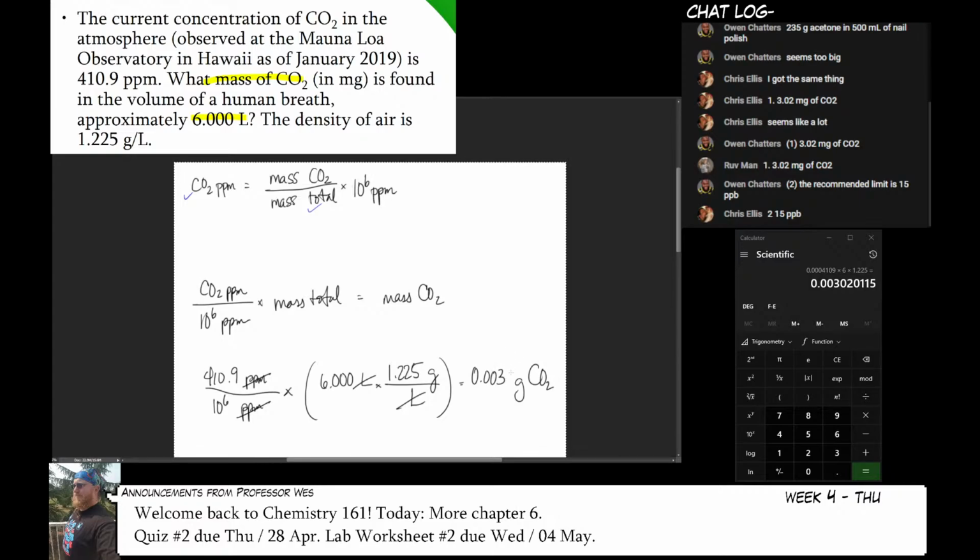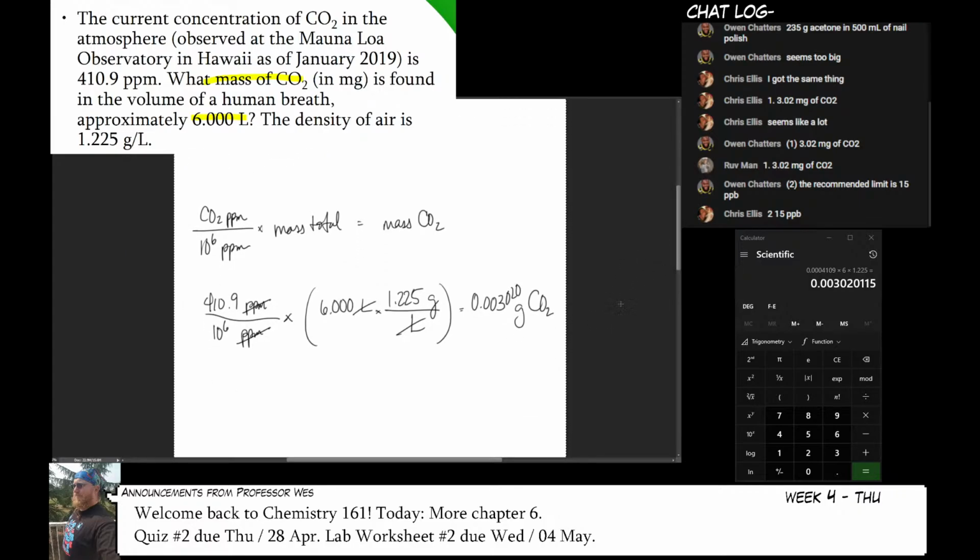I shouldn't have done it this way, but that's okay. Just because sig figs are going to make me run out of space here. So that would be 3.020 milligrams of CO2. So this is not CO2 that you produce. This is CO2 that's already there. When you exhale, you are creating more CO2. And so the concentration of CO2 in parts per million will increase, as will the mass.